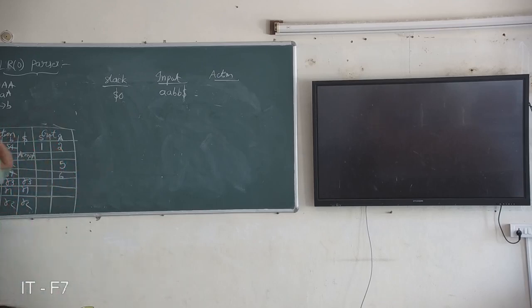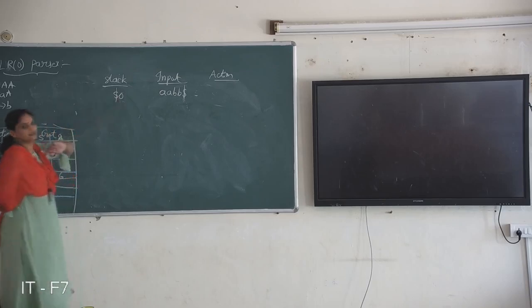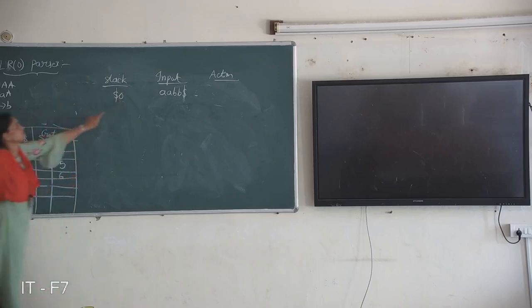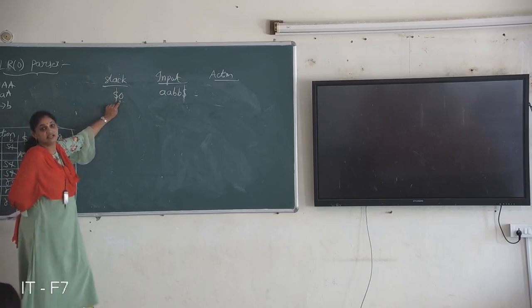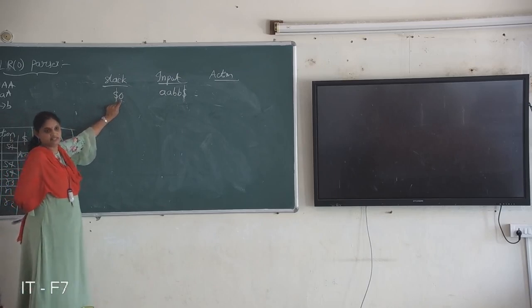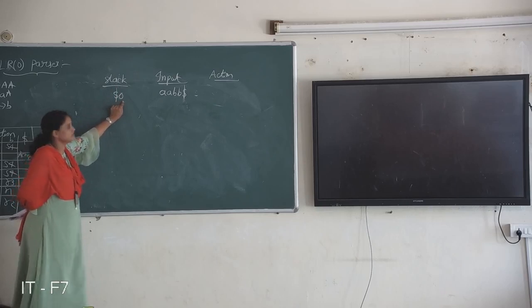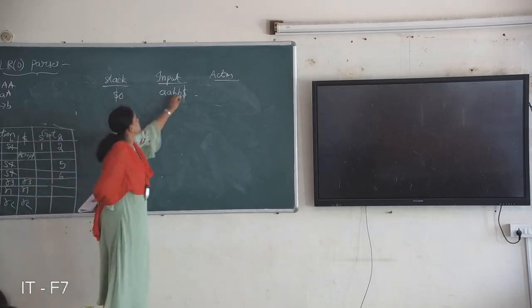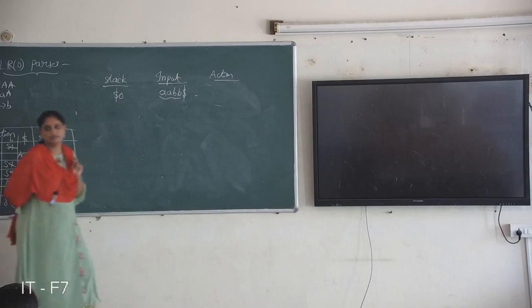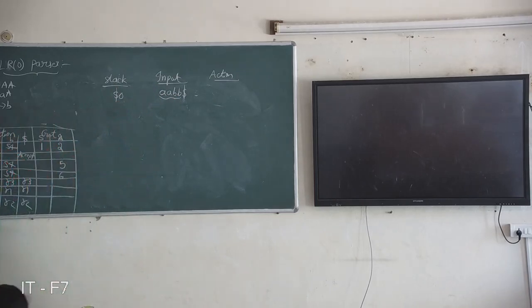Initially the stack contains dollar and the initial state. 0 is the state, I0 is the initial state. So the stack contains dollar followed by the initial state, and the input content is the string AABB that we are parsing with this grammar and this parser table. The parser table we constructed for this grammar is nothing but the LR(0) parser table.